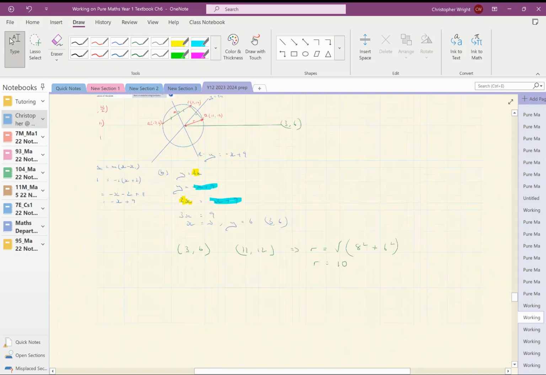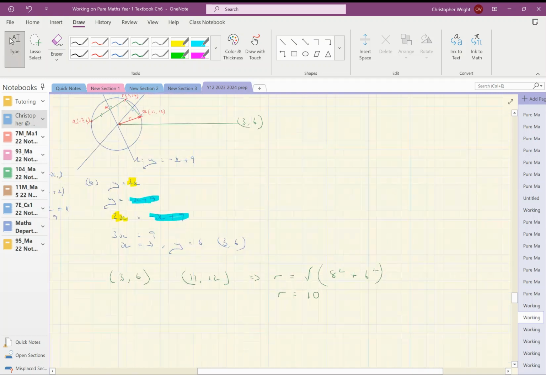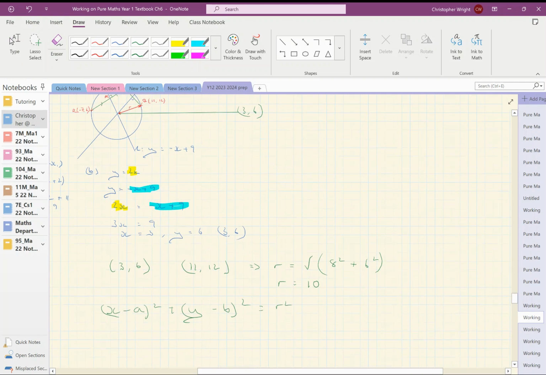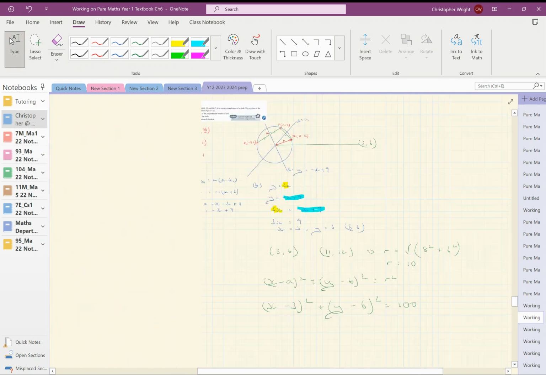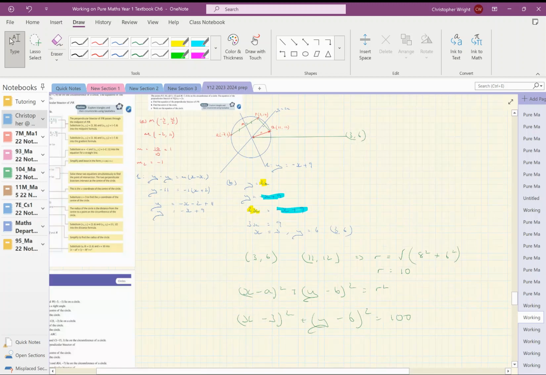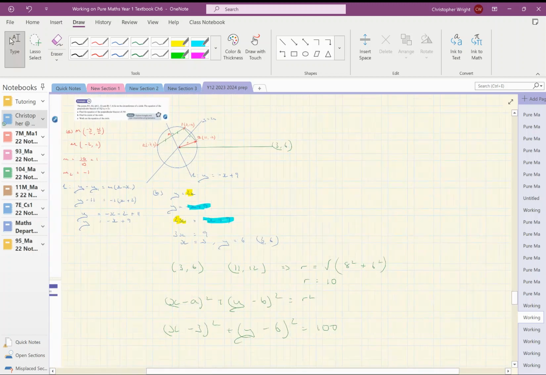Good. Now I've got to write down an equation for the circle. So I'm going to use x minus a squared plus y minus b squared equals r squared. And a and b is the centre of the circle, 3, 6. So I've got x minus 3 squared plus y minus 6 squared equals 100, 10 squared. And there is the equation of the circle. And I think that is example 14 complete.